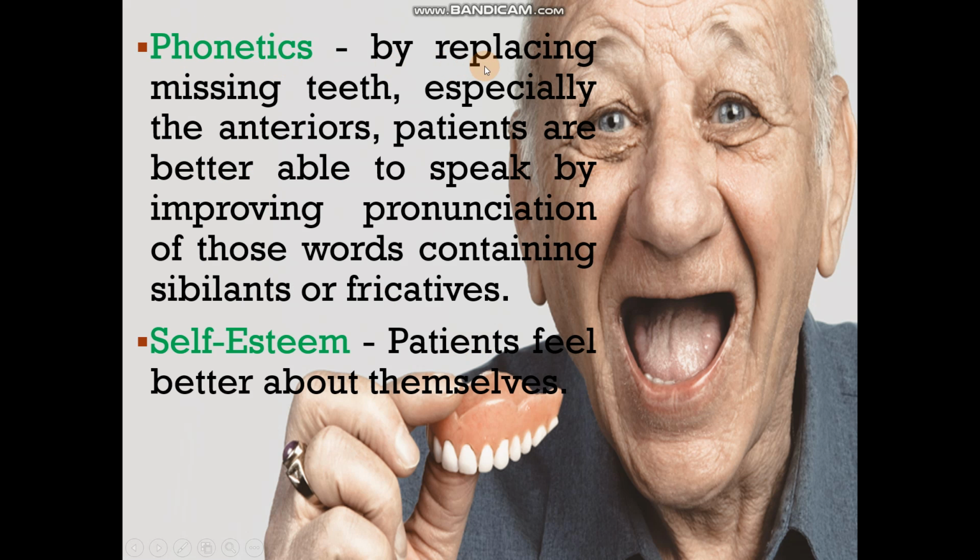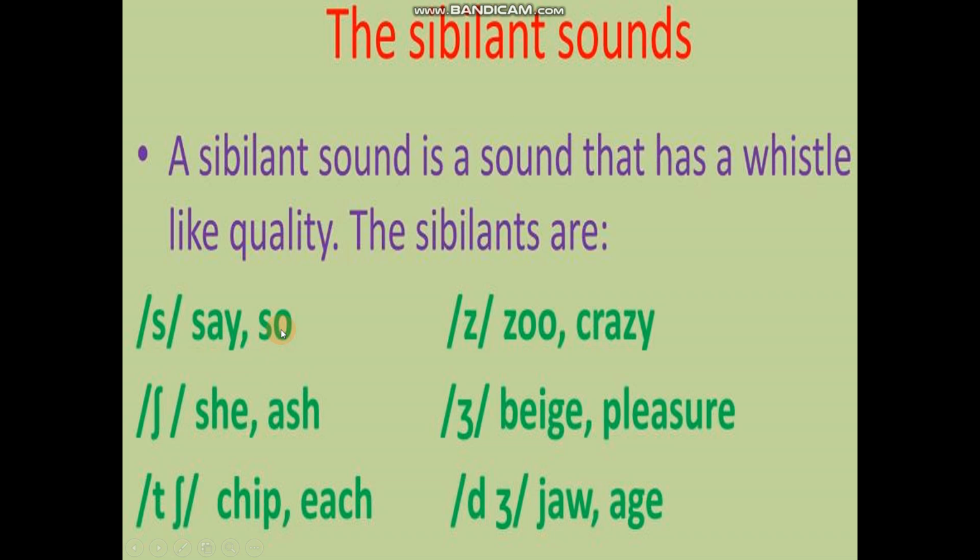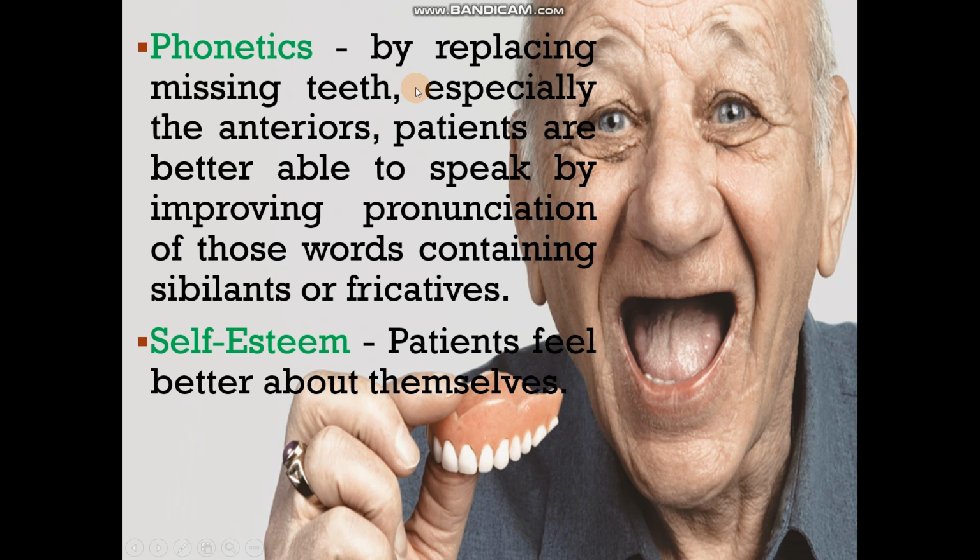Next is phonetics. By replacing missing teeth, especially the anterior, patients are better able to speak by improving pronunciation of those words containing sibilants as well as fricatives. Sibilants and fricatives are sounds which have s, sh, as well as z. Sibilant sounds like say, so, she, ash, chip, each, zoo, crazy, all those things. So it will be better to pronounce in a good way while replacing the lost teeth.